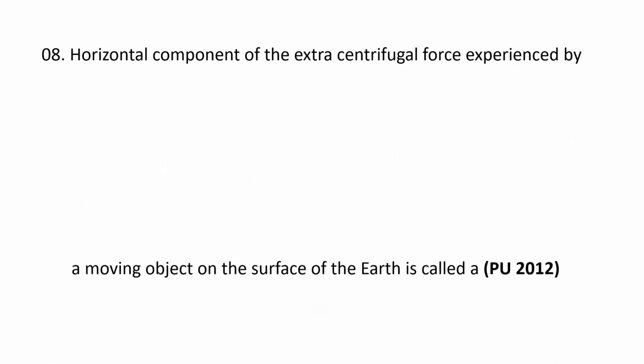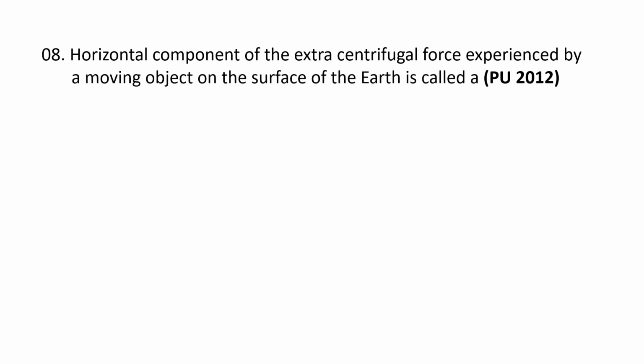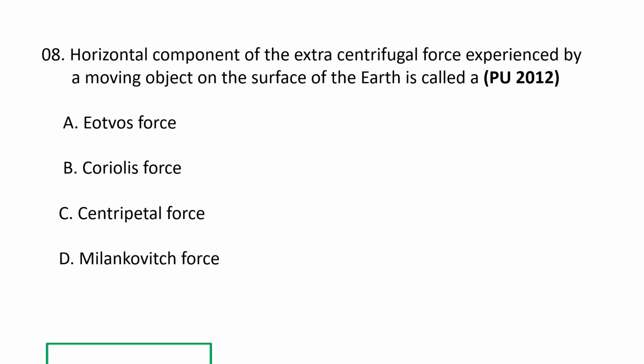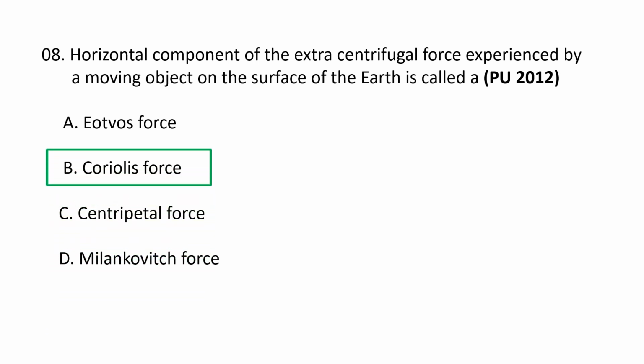Next question. The horizontal component of the extra centrifugal force experienced by a moving object on the surface of the earth is called A. Itvo's force, B. Coriolis force, C. Centripetal force, and D. Milankovitch force. So the correct option is B, Coriolis force. The horizontal component of the extra centrifugal force experienced by a moving object on the earth's surface is called the Coriolis force. So B is the correct option.